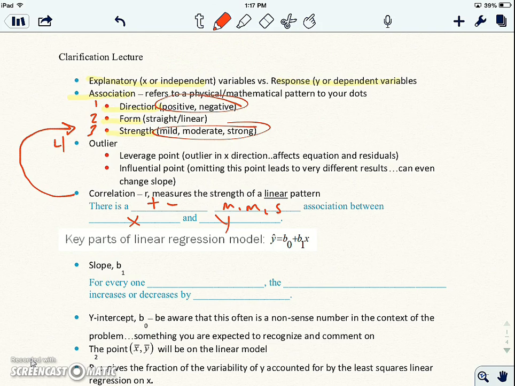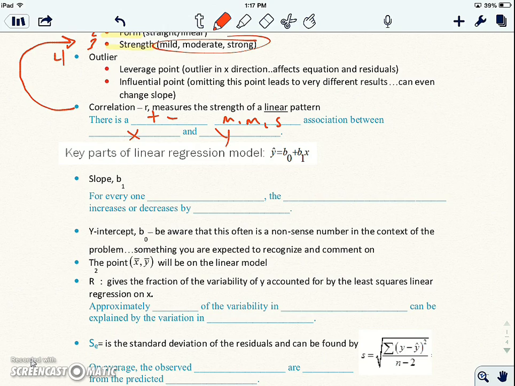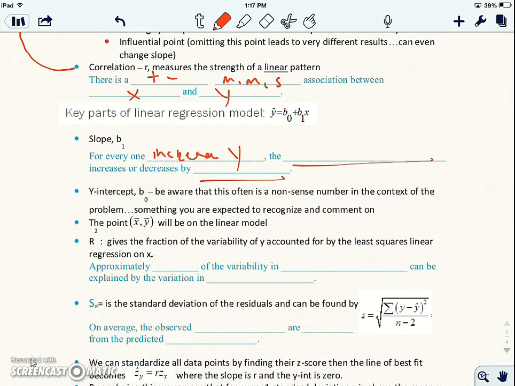There are also key parts of the regression model. Okay, slope. For every one increase in whatever the x variable is, the y variable increases by however much the slope is. Okay, we've got stuff about the y-intercept. Beware that if our data points are not close to x equals 0, our y-intercept can make no sense. Another big thing is that the point x bar, y bar is the only point that must be on the linear model. R squared, okay, that's the coefficient of determination, and it gives us the fraction of variability of y accounted for by the least square regression line, and we use it like this.